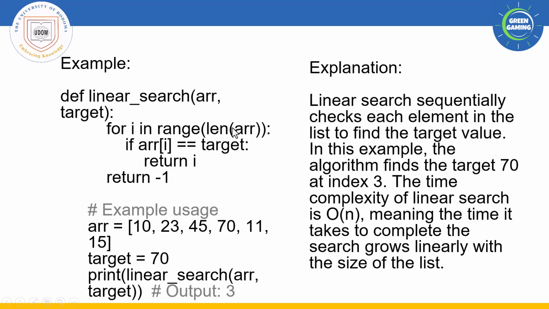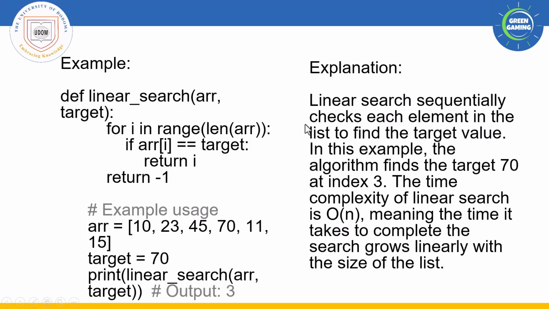For i in range of length, right? So it will loop over the range of our list. If you have 1, 2, 3, 4, 5, 6, we have 6 elements in our list, so it will loop up to 6 times. It will traverse through this list to find the target, which is 70. It will jump first, second, third, fourth time, it will see 70, and it will return the index of this element.